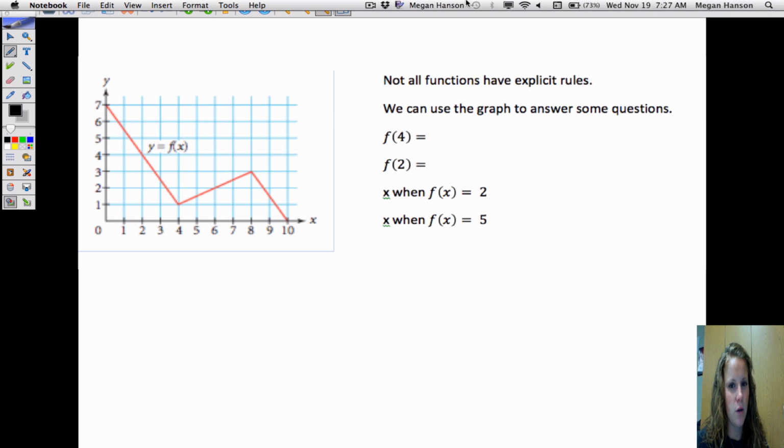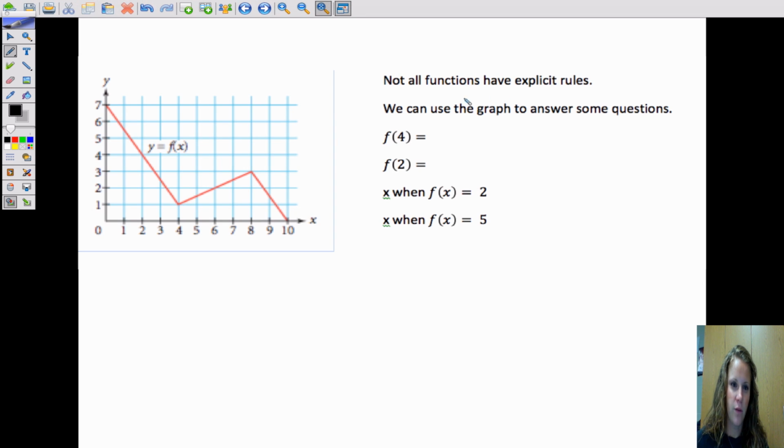You can also do this using graphs. So not all functions have explicit rules, meaning not all functions follow the same equation. So this function would follow a couple different equations. And that's another nice thing about calling it f of x, because we couldn't call this an equation because it doesn't follow the same pattern all the time. So if we answer the question f of 4, that means when x is 4, what's y? So we go to x being 4, what's y? Well, y would be 1, so f of 4 equals 1.